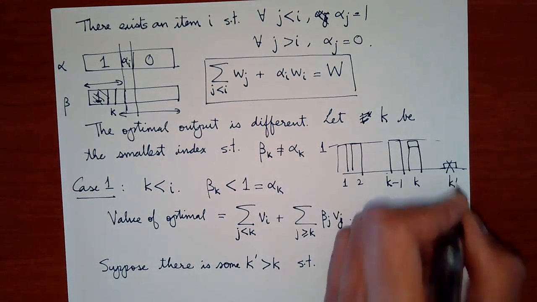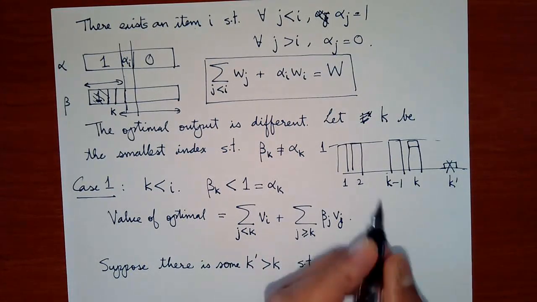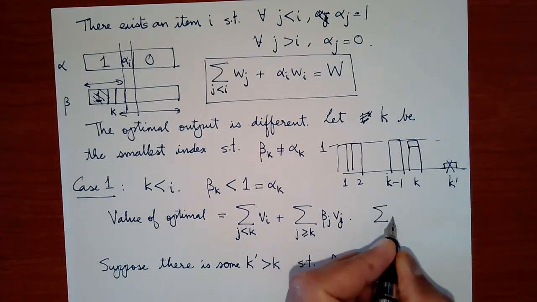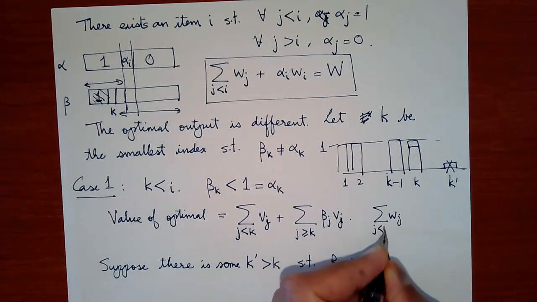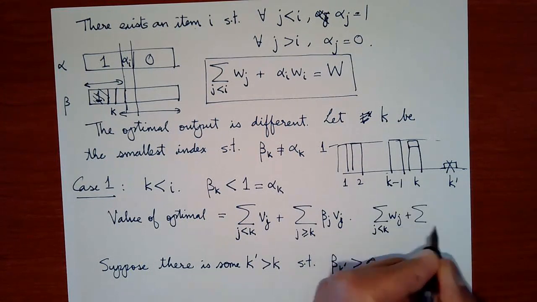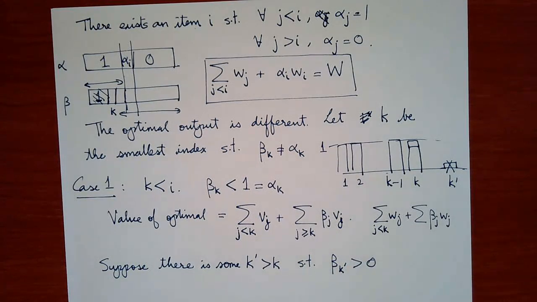This is your k prime here. Now, what are you going to do? And you also know the value of the optimal is this. We also know that the summation of wj for j less than k, plus beta of j wj, we know this is equal to w. You can argue that the optimal actually has to take everything.